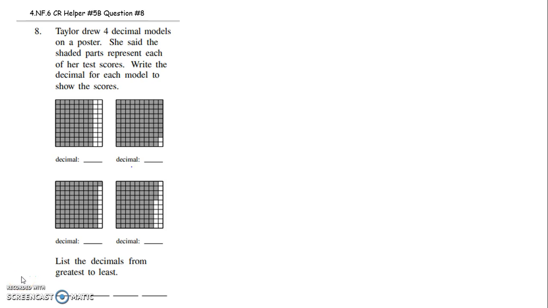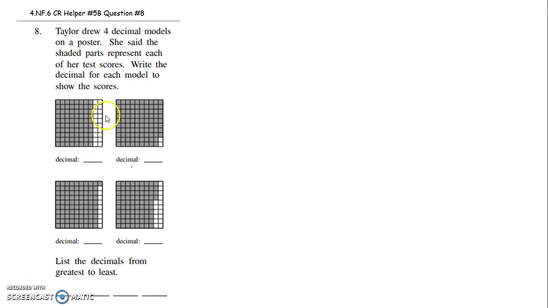All right, sixth graders, this is to help you with question 8 on CR Helper number 5, version B. Taylor drew 4 decimal models on a poster. She said she shaded parts. She said the shaded parts represent each of her test scores. Write the decimal for each model to show her test scores.